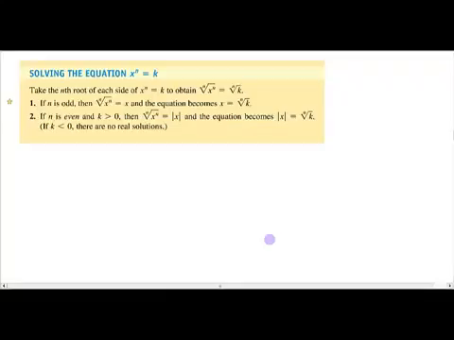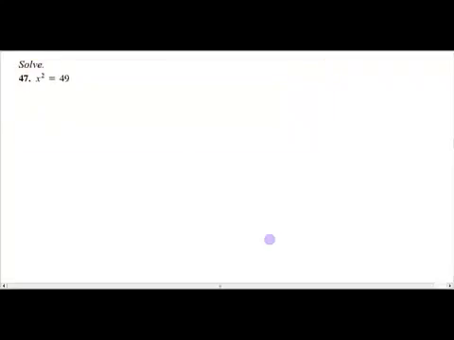If n is even and k is greater than 0, then the nth root of x to the nth equals the absolute value of x, and the equation becomes the absolute value of x equals the nth root of k. Of course, if k is less than 0, or in other words, negative, there are no real solutions. Let's solve this equation. We have x squared equals 49, so I know I can take the square root of both sides.